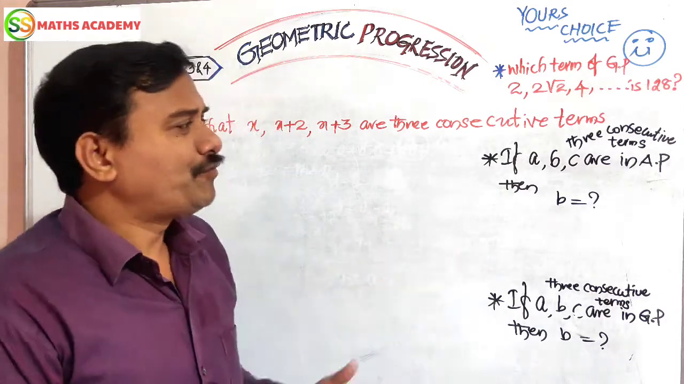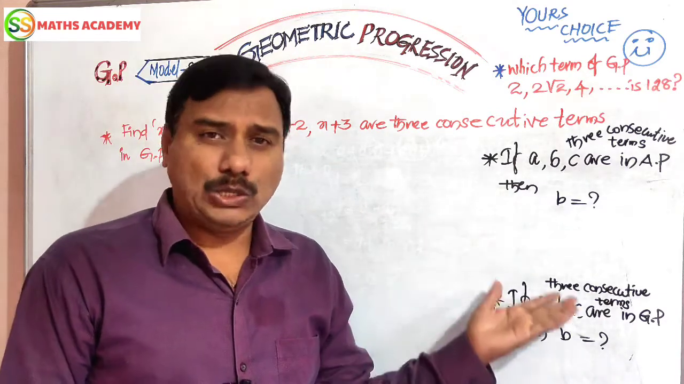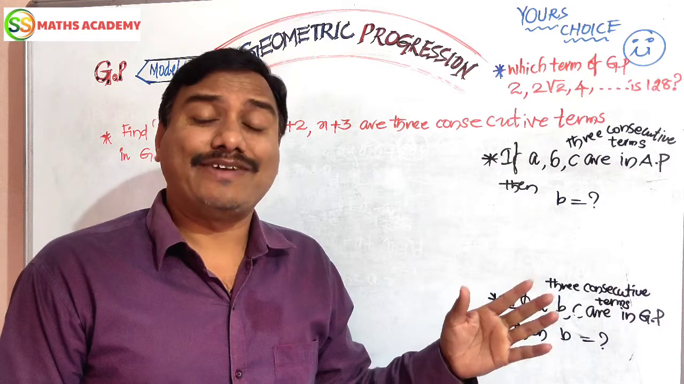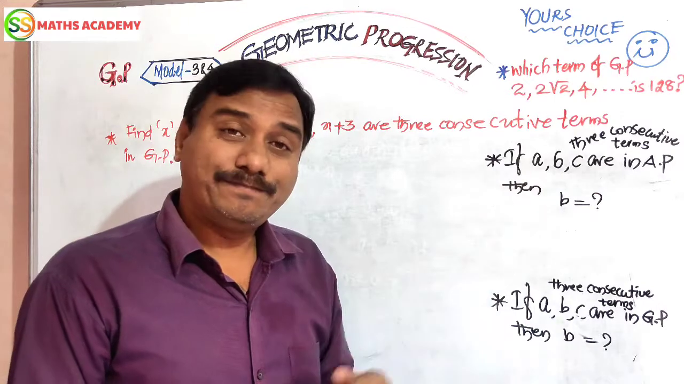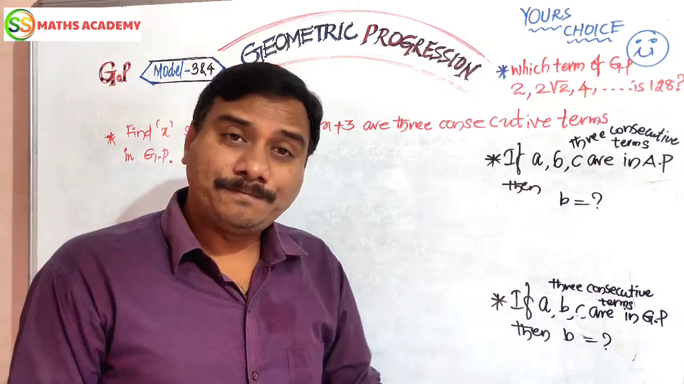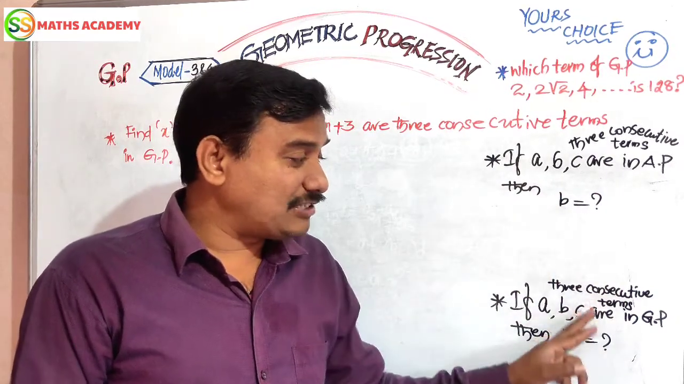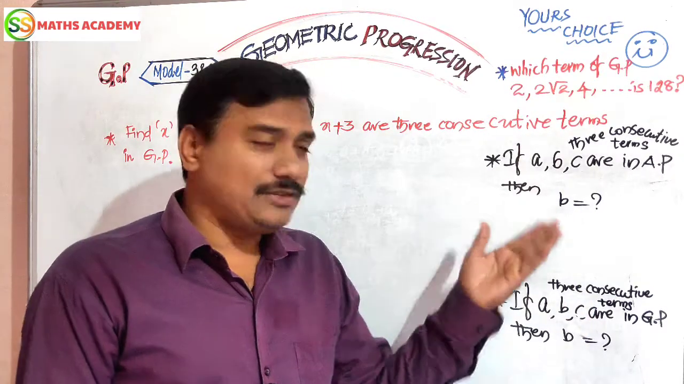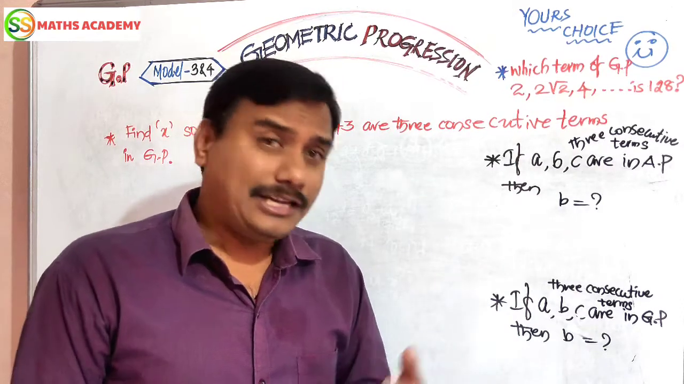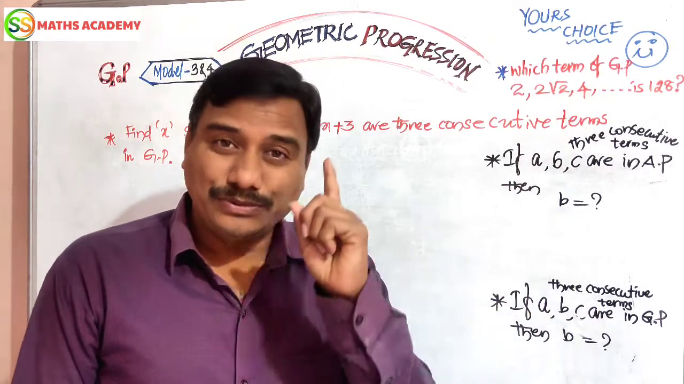Suppose A, B, C, or P, Q, R, or L, M, N, whatever variables you take, are in AP. Then what is B, the middle term? Here A, B, C, three consecutive terms, are in AP. Instead of ABC, we could take PQR. Any numbers can be given; you can do the same procedure.